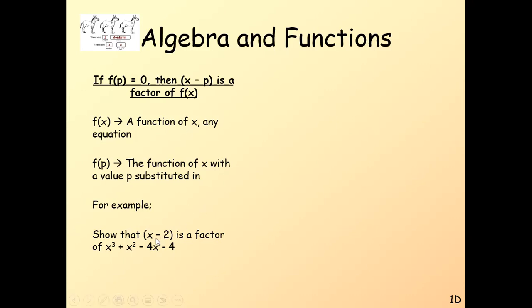Okay. So this is x cube, you will put here 2. So that will become 2 cube, plus this one is 2 square, minus 4 multiplied by 2, and minus 4. And tell me what value you got?